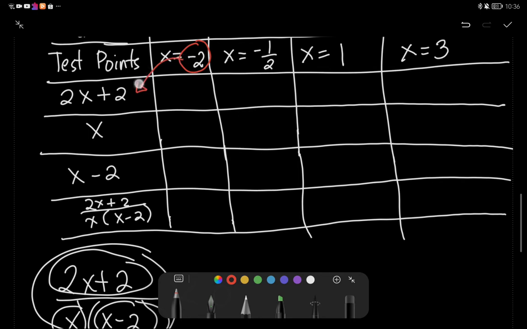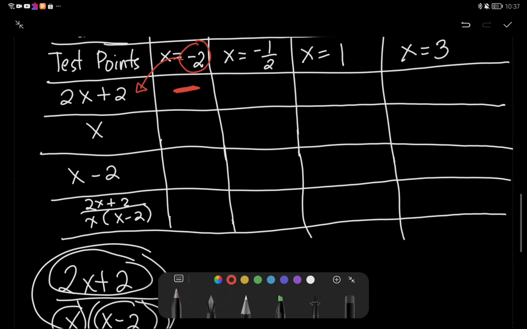Now, substitute the value of the first test point, which is negative 2. We substitute there: 2x plus 2, replace x with negative 2. It becomes 2 times negative 2 plus 2, negative 4 plus 2, that is equal to negative 2. So, the answer here is negative. Okay. Now, let's proceed to the second one.